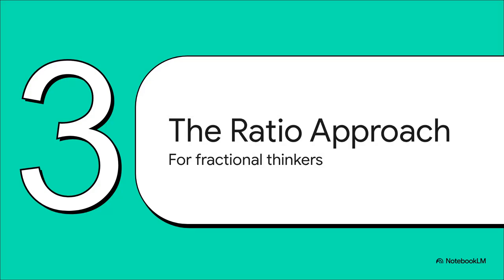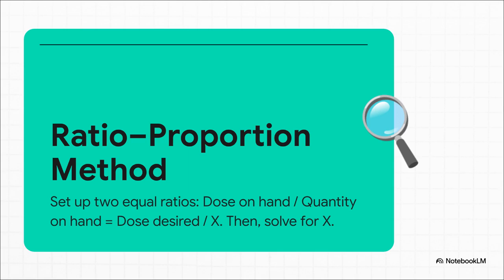So that brings us to our second method, the ratio proportion approach. Now, if you're a visual person, somebody who really likes thinking in fractions, this one might just click perfectly for you. It's just a different way of looking at the exact same problem. Here's the setup. You're basically creating 2 fractions that are equal to each other. On one side, you put what you have, the dose on hand over the quantity on hand. And on the other side, you put what you want, the desired dose over X, which is just the unknown amount we're trying to figure out.